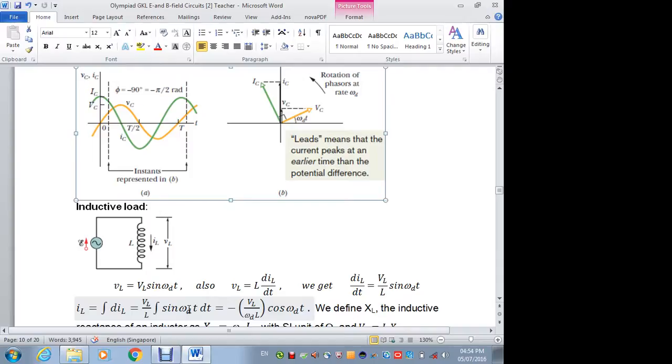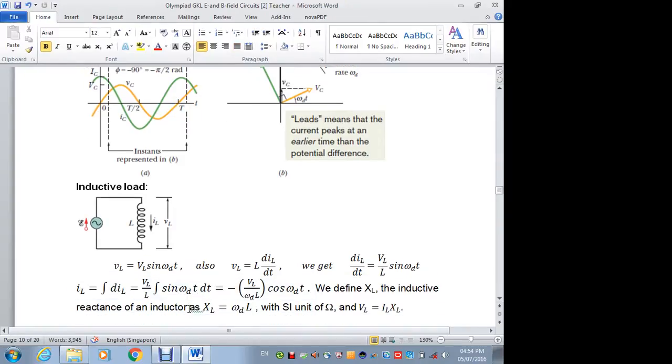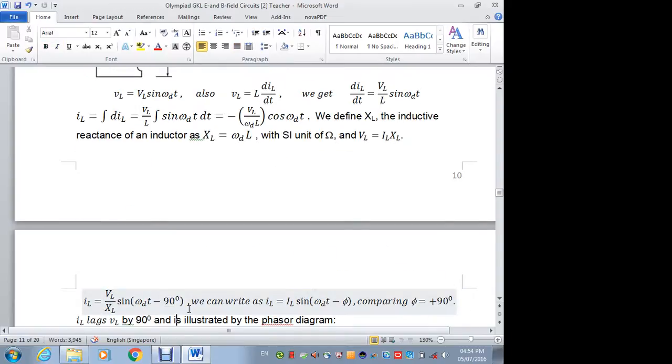Then we define XL for the new term. This is called the inductive reactance. The units, you guess, will be ohms. This reactance will be omega L. And from comparison, we find that I is VL over XL sine omega t minus 90. If you get minus, that means the current is giving you a smaller angle. A smaller angle means it's lagging the voltage. So it lags the voltage by 90 degrees.